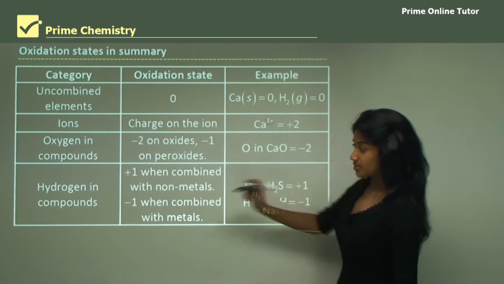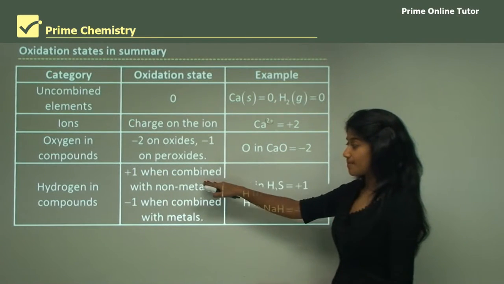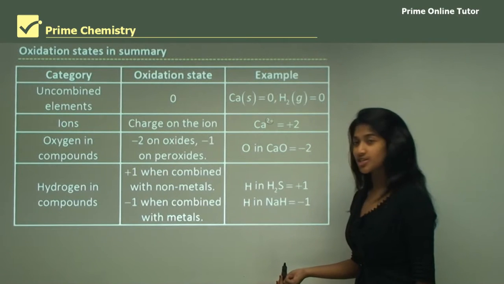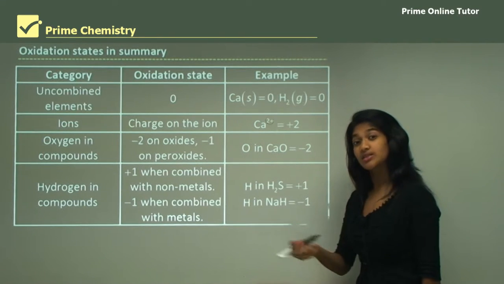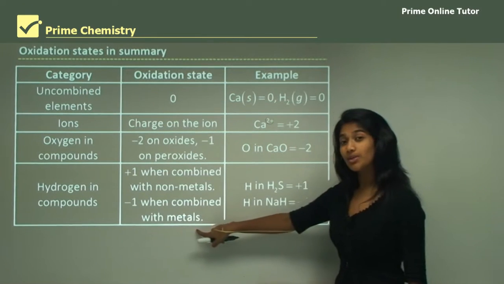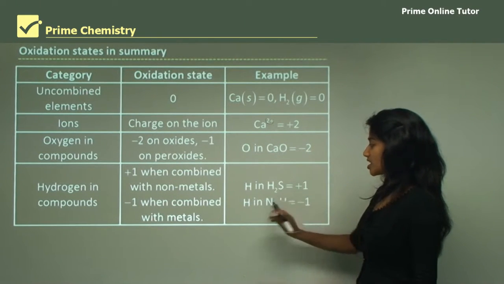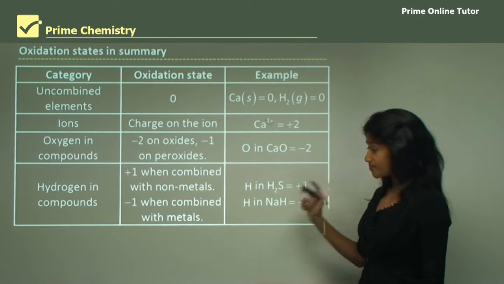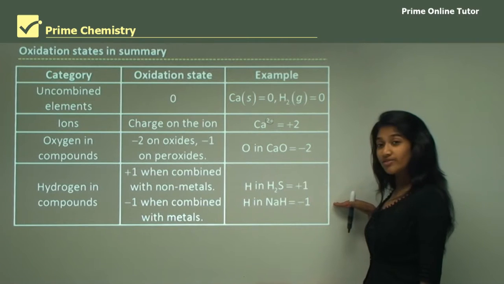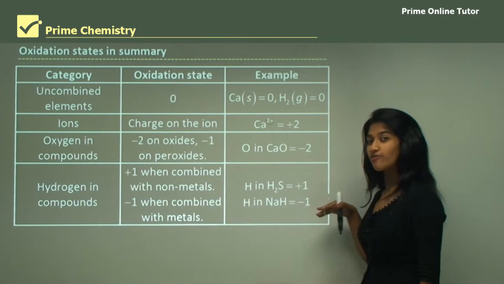The fourth one we looked at was hydrogen in compounds. Hydrogen has +1 when combined with nonmetals. So if it's combined with a nonmetal, such as in hydrochloric acid where it's combined with chlorine, it has +1. But when it's combined with a metal, it has -1. So here we have hydrogen sulfide, where the H has an oxidation state of +1, and here we have sodium hydride, where the H has an oxidation state of -1.